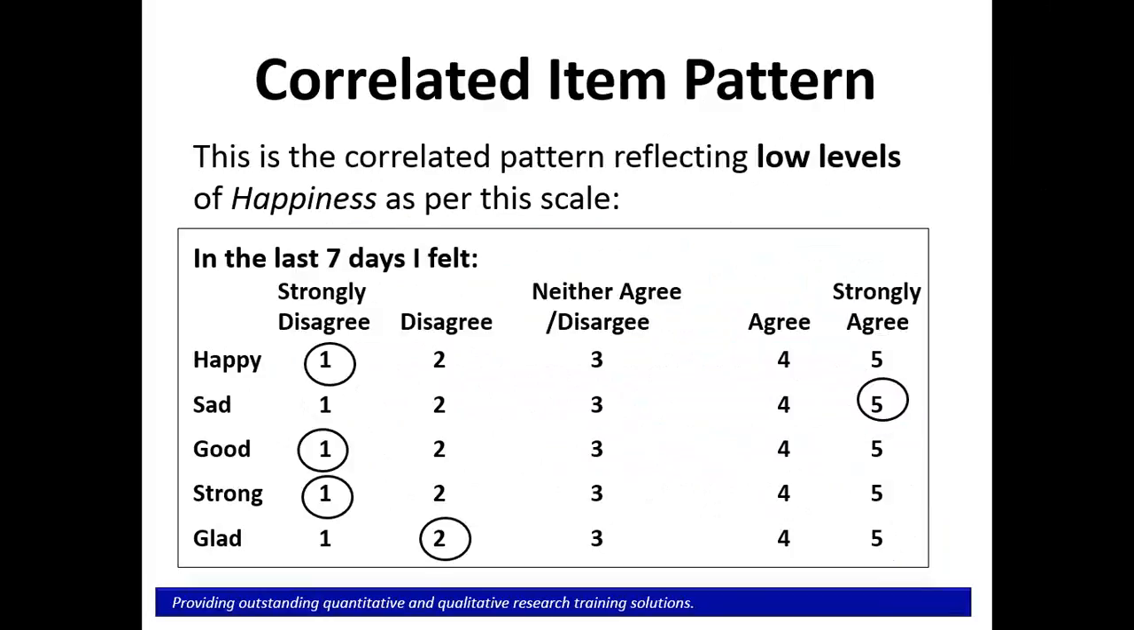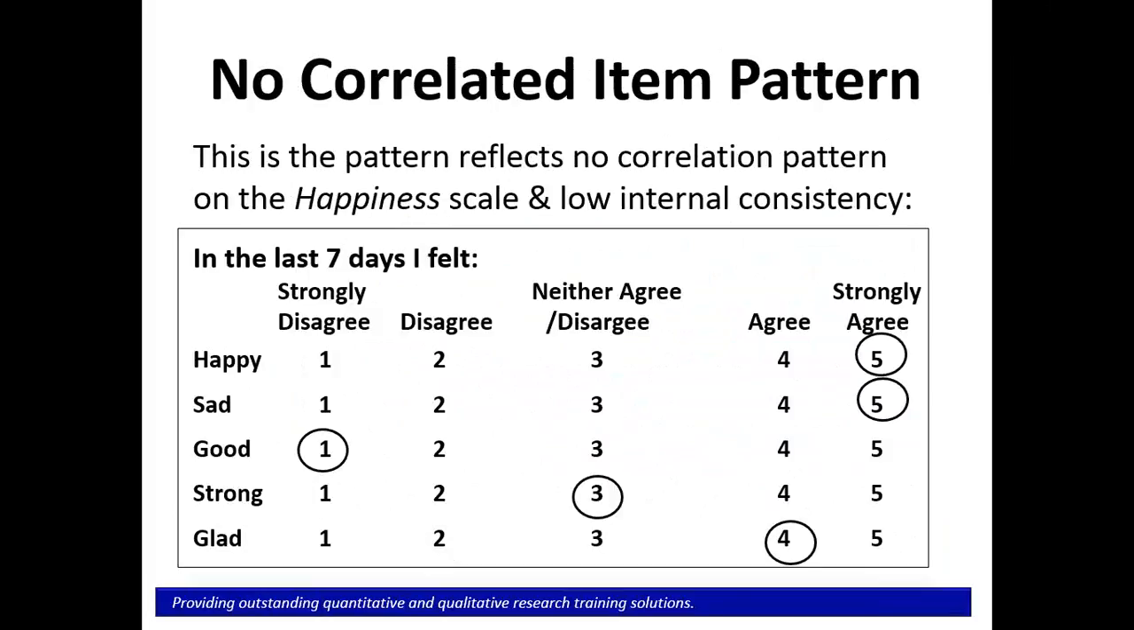Now you could also have the opposite. So this person for sad, they circled 5. They're indicating that in the last 7 days, they really felt sad. Now the other items also correlate, negatively. Remember, negative is one goes up, the others go down. So as sad goes up, all the positive items are negatively correlated. They all go down together. So sad is present and the positive emotions are not present. When this happens, we assume that the construct of happy is being measured.